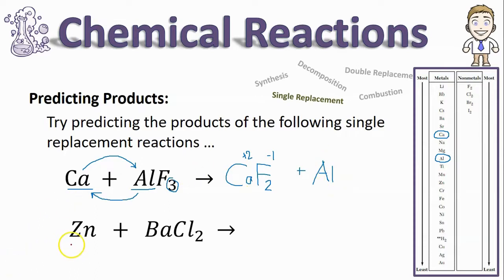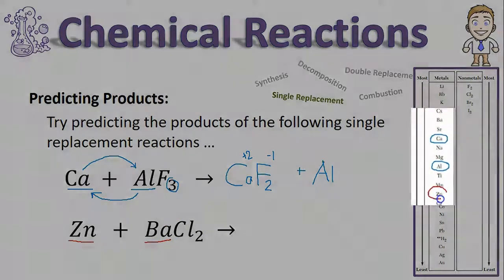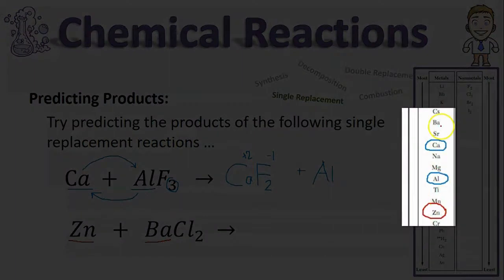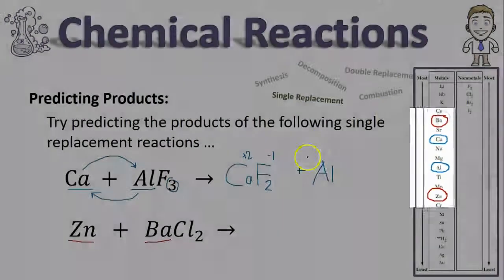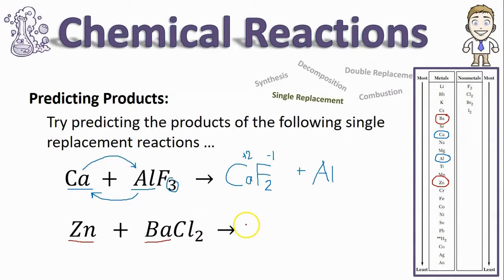Let's try this one more time with zinc and barium chloride. Zinc is a metal, so it could potentially trade places with barium, since barium is also a metal. First, check to see if that trade will actually happen. Here's zinc, and here's barium all the way up here. In this case, zinc is less reactive than the barium, which means they will not trade places, which is kind of good news because you don't have to write those products because they wouldn't happen in real life. You would simply write the words no reaction to indicate that the switch does not take place.